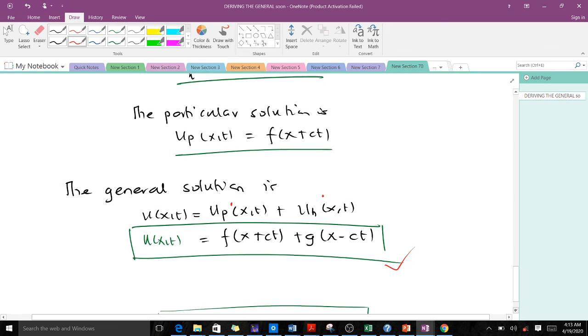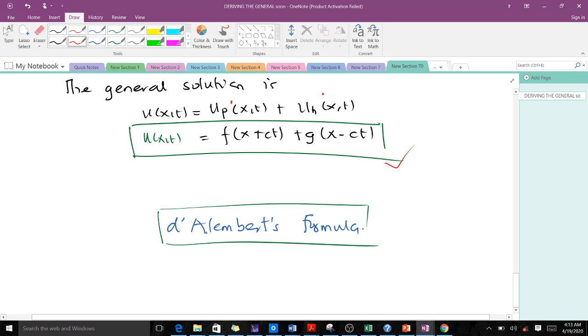In our next video, we will learn about d'Alembert's formula and how to use it to solve for the solution of a wave equation uniquely. Thank you very much.